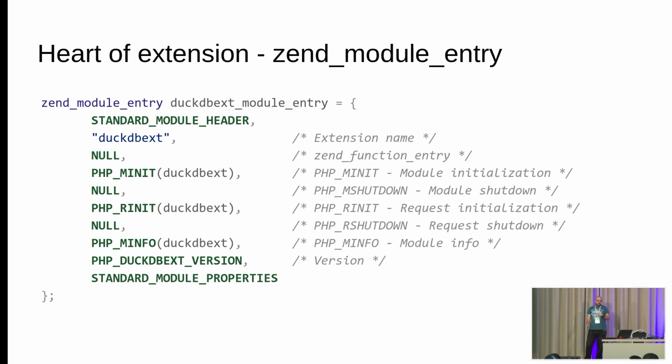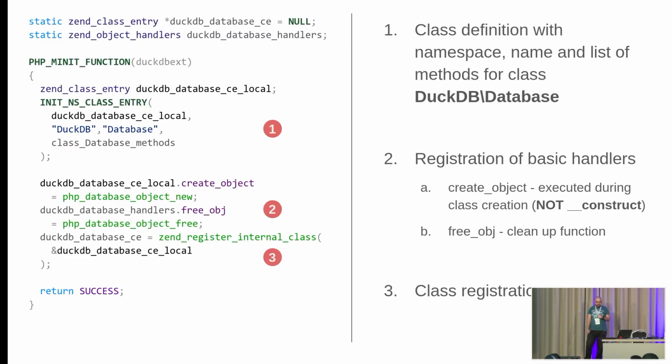The most important for us at this moment is PHP_MINIT. In this function, we can register and declare our objects. The example here is, of course, not complete because there is a lot of source code, so this is the reason why I just picked some things. In this case, I am adding the support for the database class, which is in the namespace DuckDB.